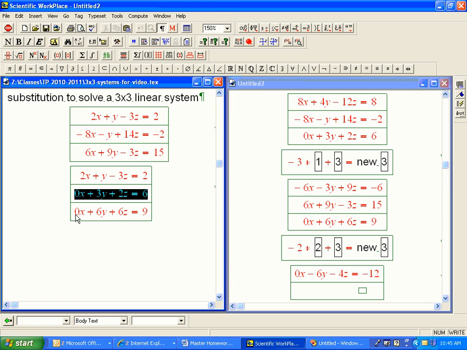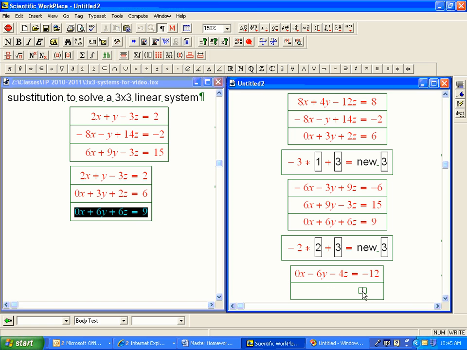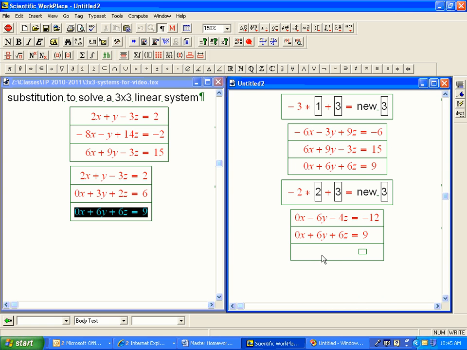And I'm just going to copy in the old 3, and I'm going to add them together. So that's going to be 0x plus 0y plus 2z equals minus 3.